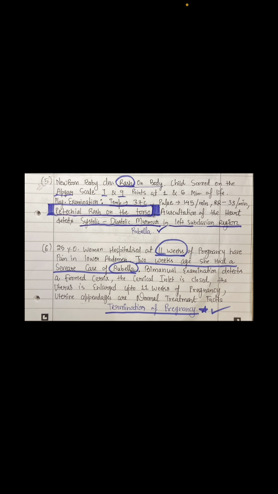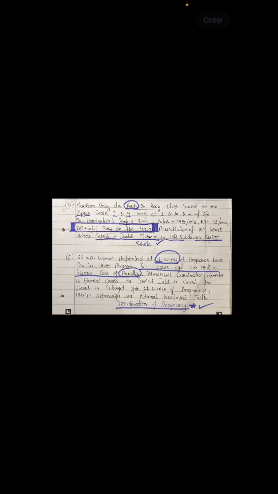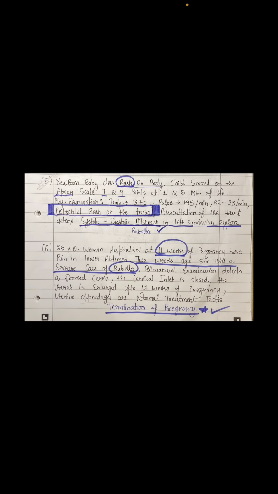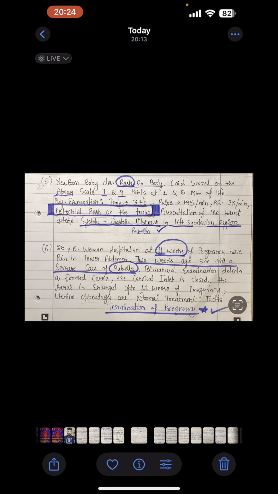So let's see question 6. The 25-year-old woman hospitalized at 11 weeks of pregnancy is diagnosed with rubella. So we know now that if you get rubella until the 12th week, it's better to terminate the pregnancy since there is a high risk for congenital rubella syndrome.